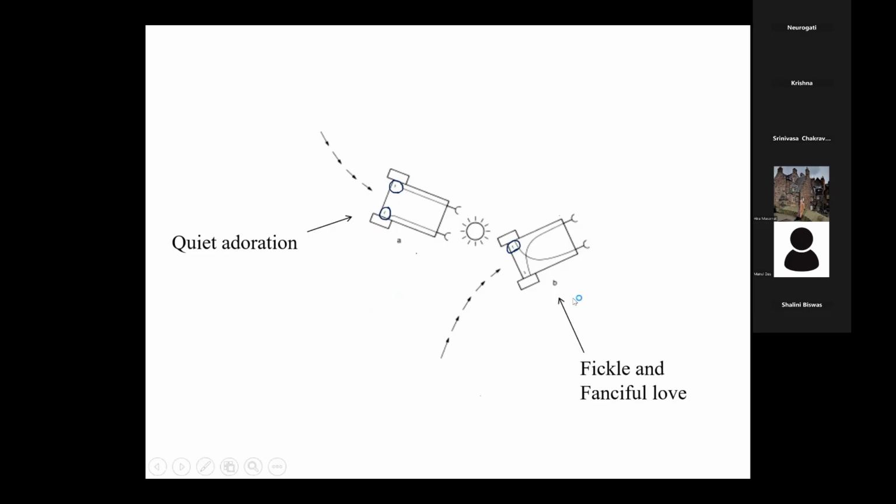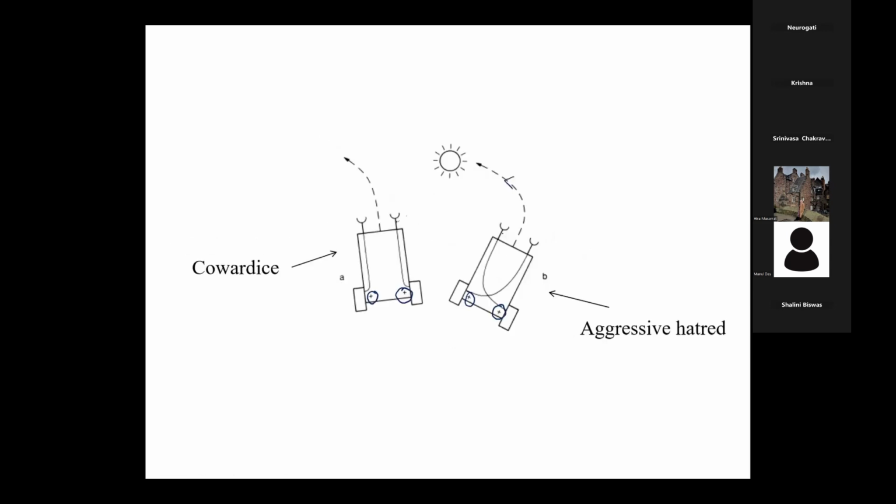In case B, again, when you have the cross connections and a negative weightage, it will go towards the light source from a distance, but when it actually gets closer, it will turn away and slow down. So then it looks as if it has a fickle and fanciful love. So it's such a simple machine with just two sensors and two wheels and two wires.